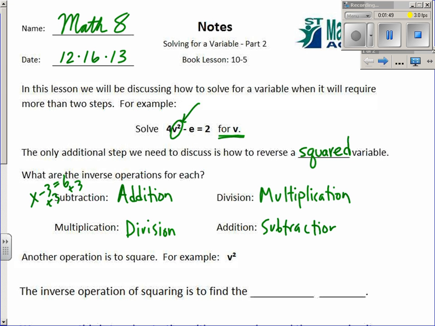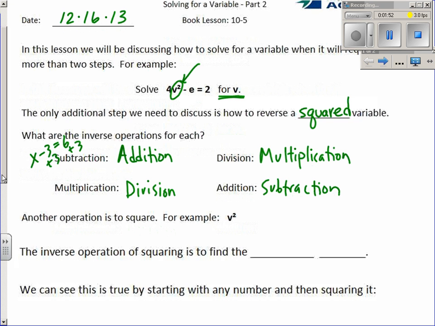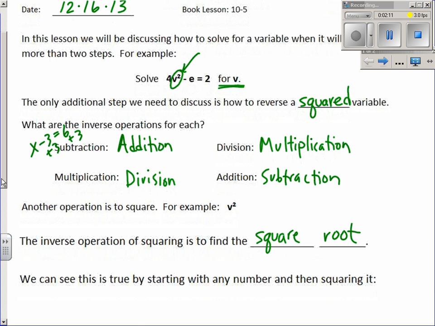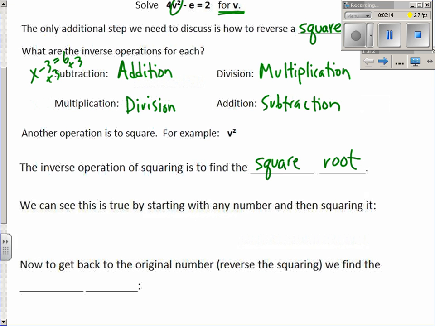All right, keeping that in mind, let's move forward here. If we have v squared and we want to get v unsquared, the inverse operation of squaring is to find the square root of that number. We're going to do a quick little example below as to why that works. If we had the number 4, for example, and we were to square that, that would be 16.